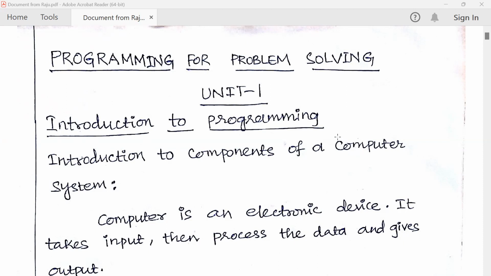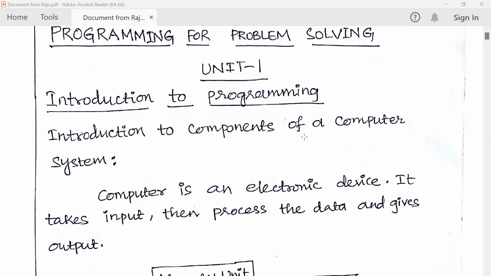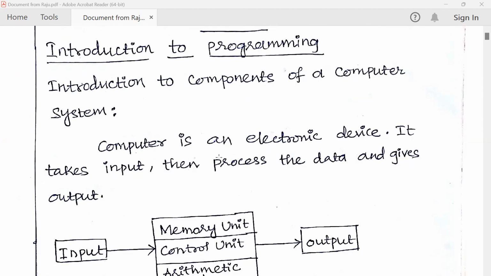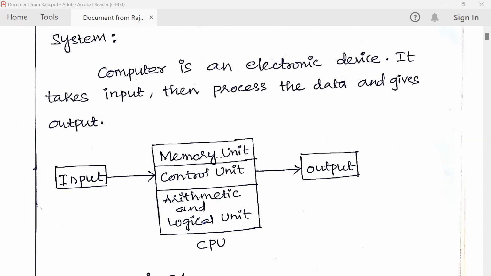Today we'll discuss programming for problem solving. In the first concept, we have introduction to programming. First we'll discuss what is meant by a computer. A computer is an electronic device. It takes input from the user, processes the data, and gives the output. This is called a computer.